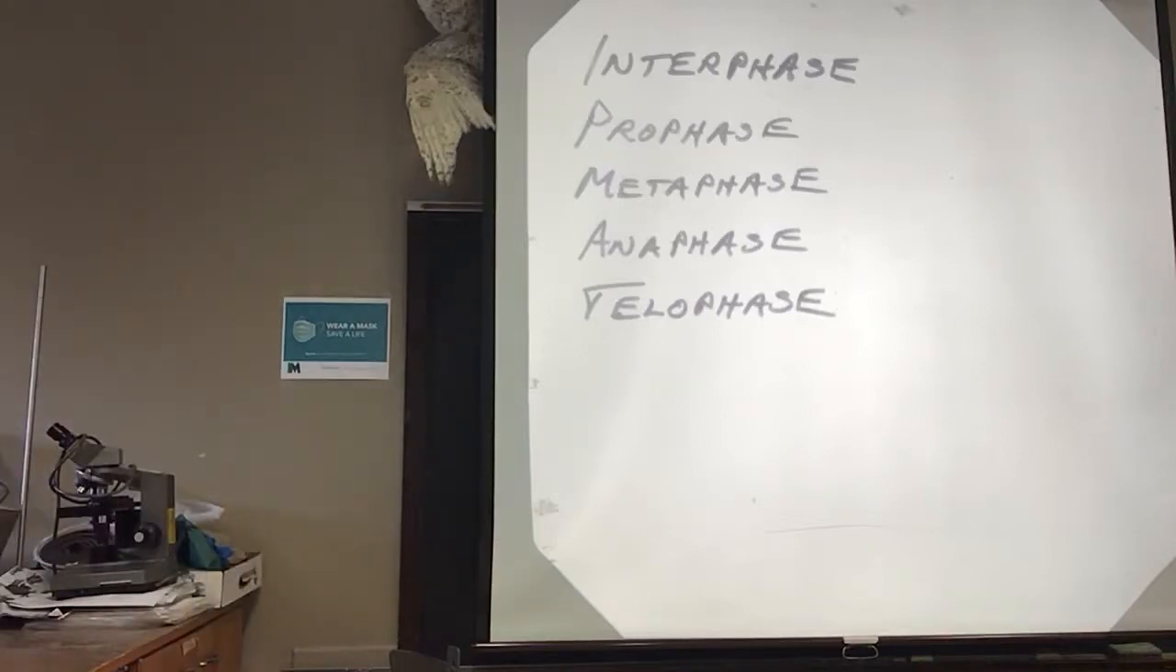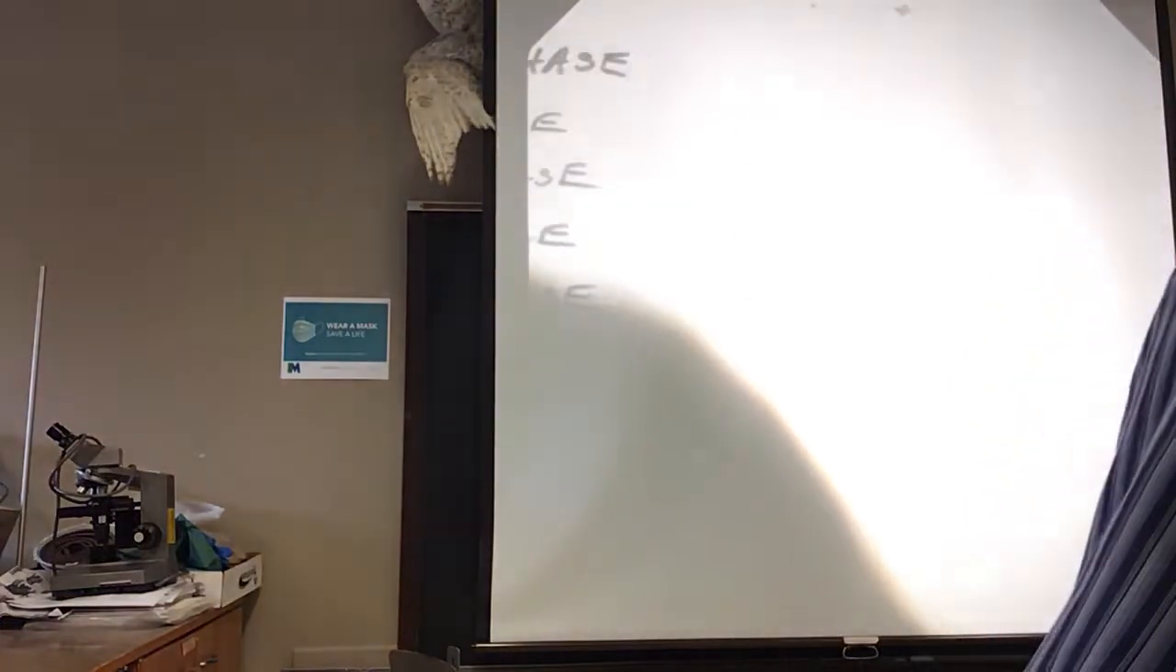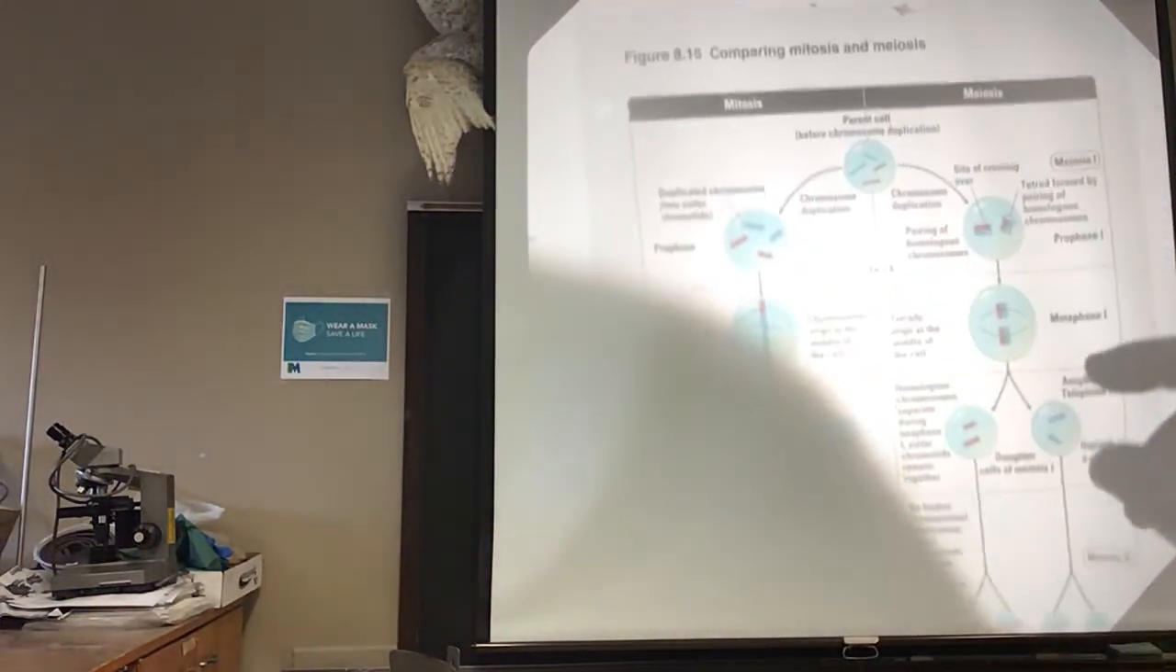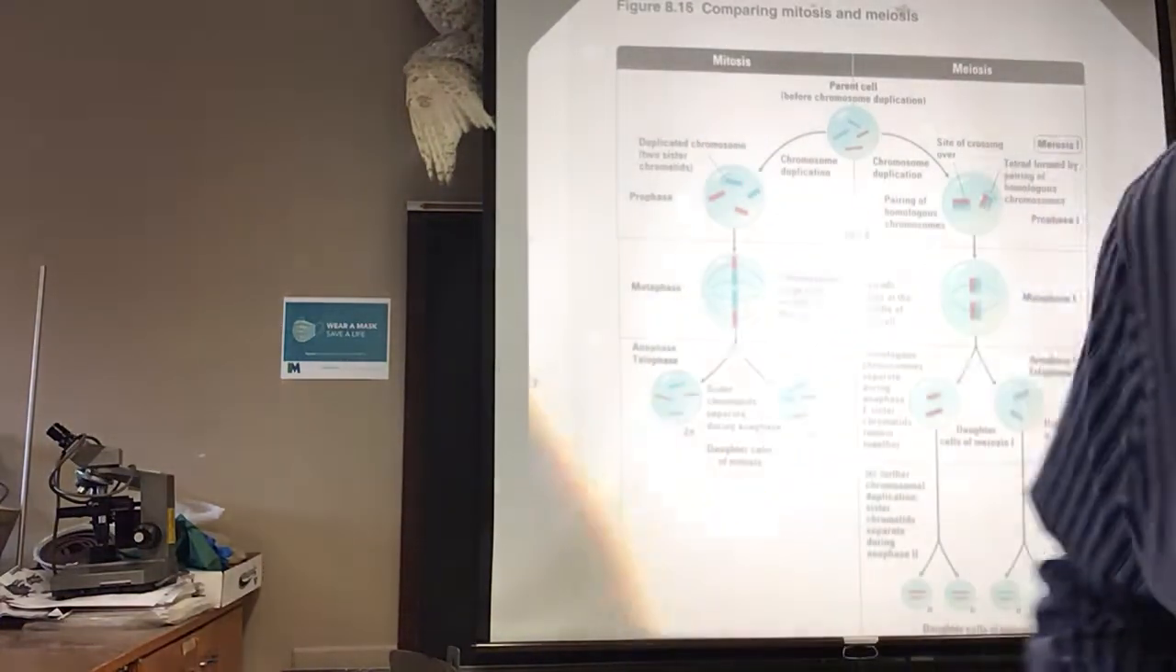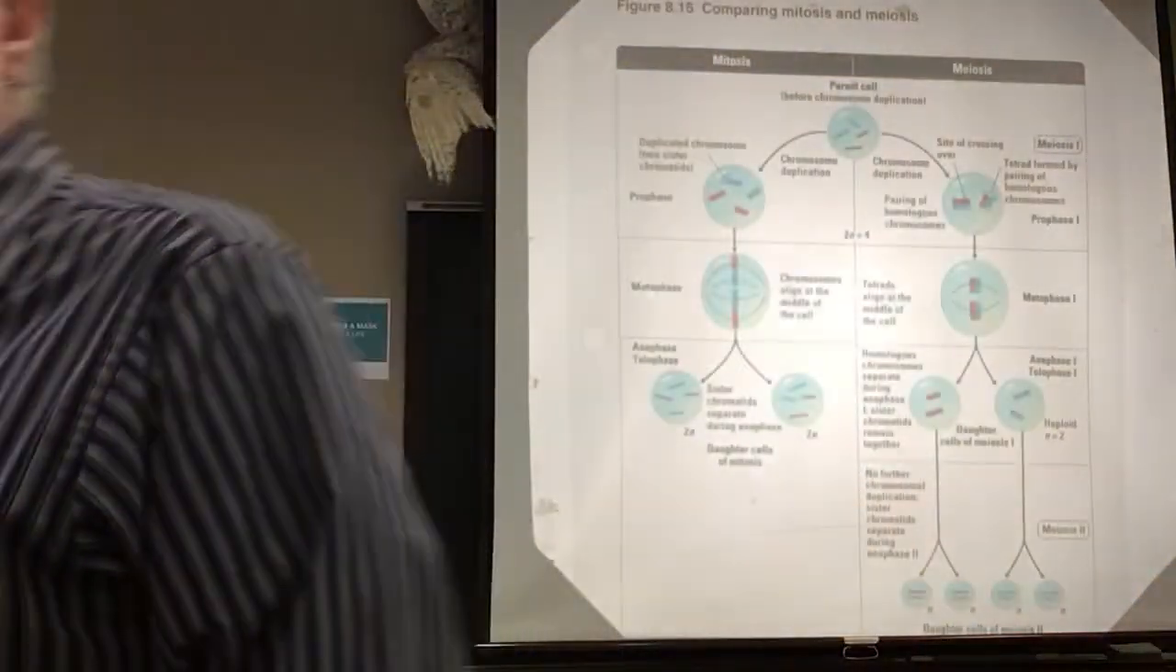So there's the cycle. Interphase, prophase, metaphase, anaphase, telophase, interphase, back around. Now those same stages occur in the other type of division, meiosis.